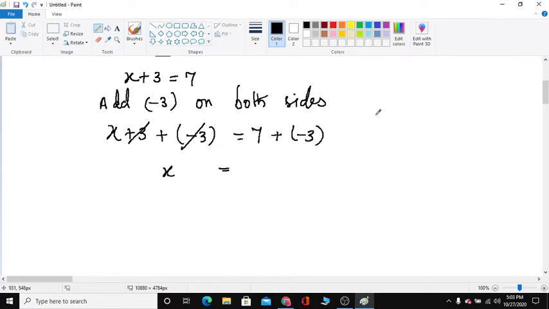Now 7 plus minus 3. You know, in the first chapter you learned positive and negative numbers. Which is more here? The positive number, so the sign is plus. Now, when we add a positive and a negative number, we should subtract the difference.